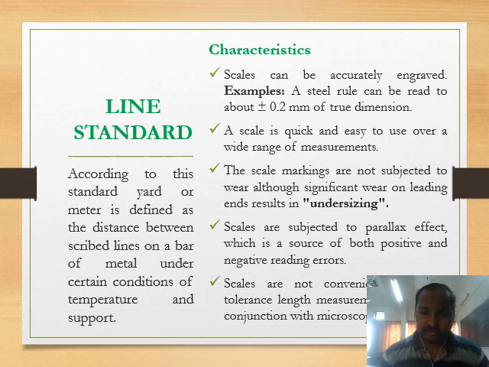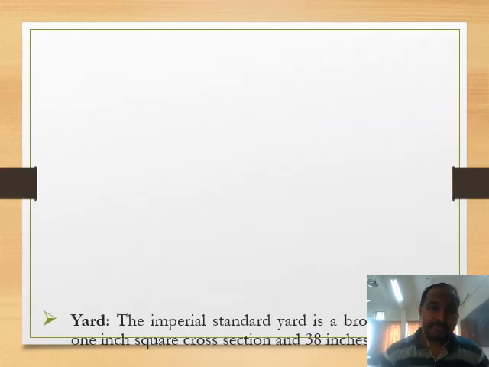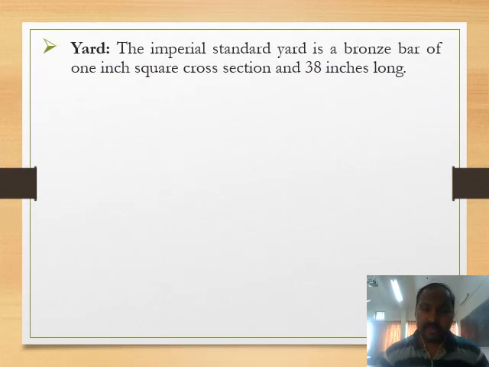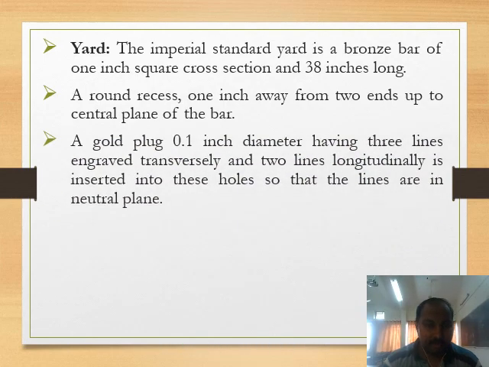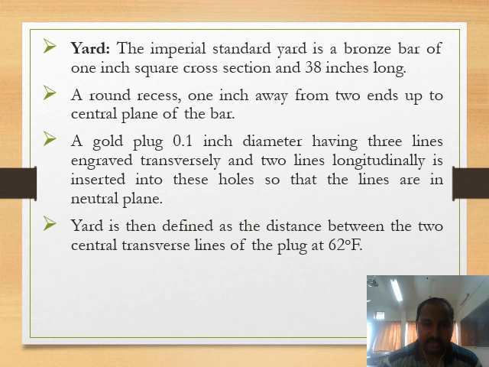Scales are always convenient with a given tolerance for length measurements, and when used in conjunction with a microscope. How do we define the yard? The yard is defined as the imperial standard yard. It is a bronze bar of 1 inch square cross section and 38 inches length, with two round holes 1 inch away from the two ends, up to the center plane of the bar. A gold plug of 0.1 inch diameter, having three lines engraved transversely and two lines longitudinally, is inserted into this hole so that the lines are in the neutral plane.